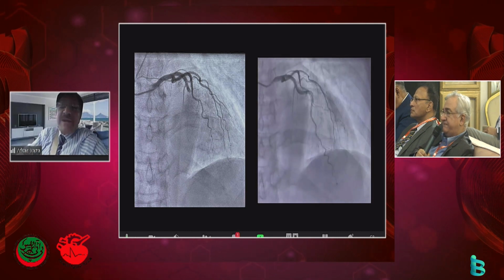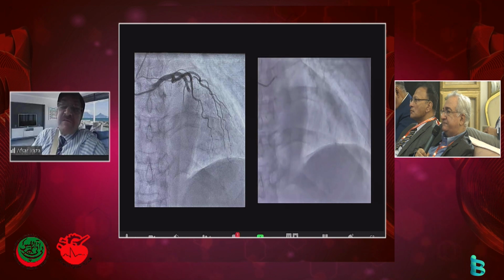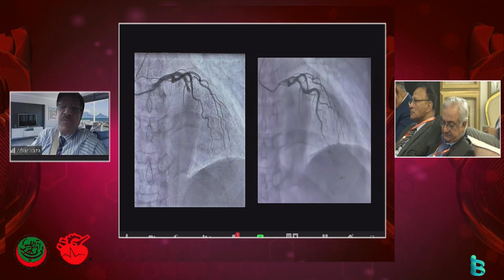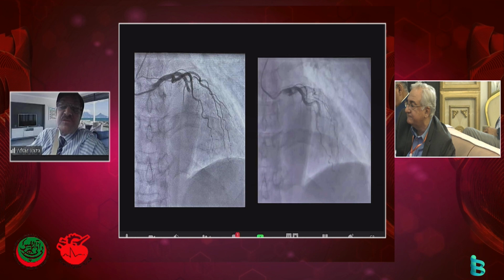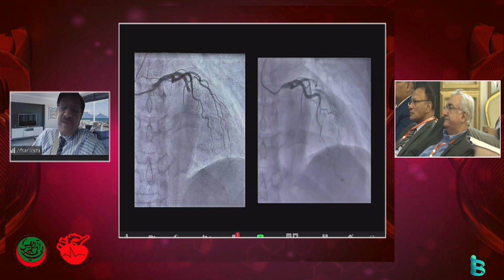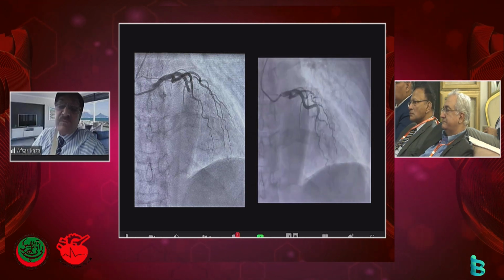If you see the circumflex, it went down the left system and the LED also. I would just take Mohanit's point: if you see the caliber of the LED, if it goes into spasm, I think that can occlude the heart. That is one possibility, and this is what happened in Takasubo actually.